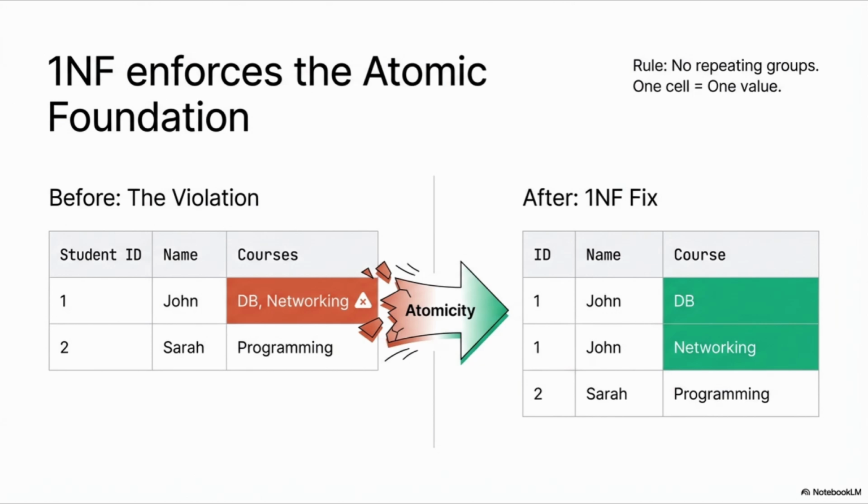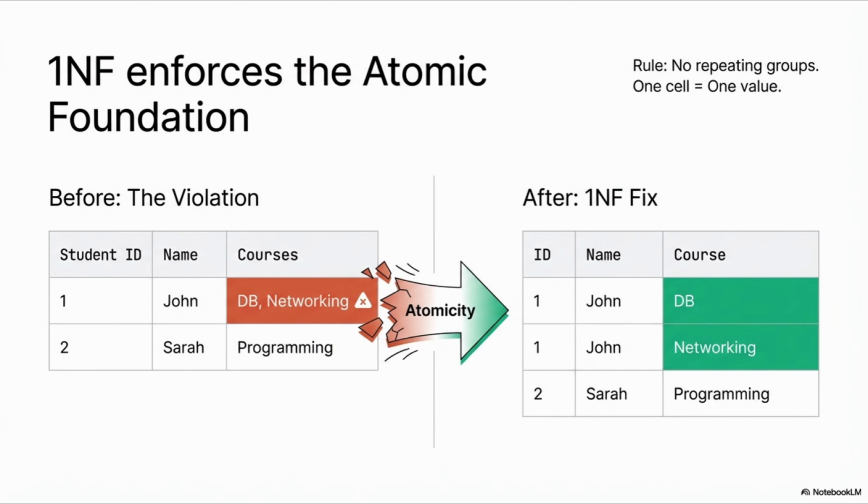How do we fix Mike? We break that one row into 3 separate rows. Row 1, Mike Math. Row 2, Mike Physics. Row 3, Mike Chemistry. But wait, now we have Mike listed 3 times. Aren't we just creating that exact redundancy we just complained about with the update anomaly?